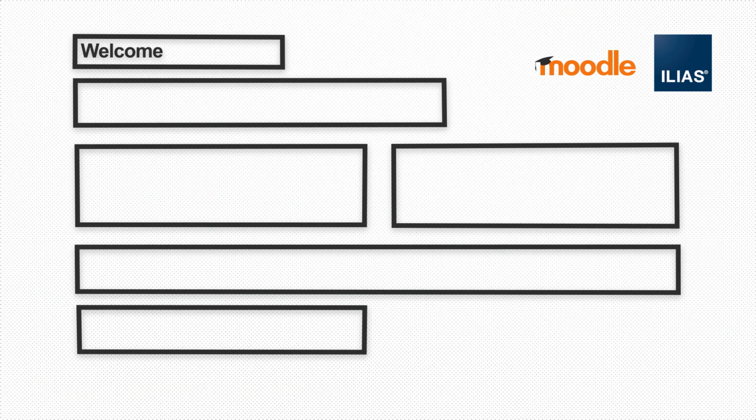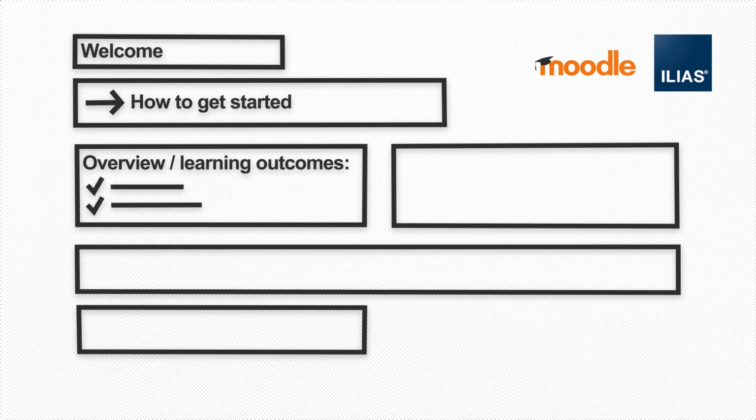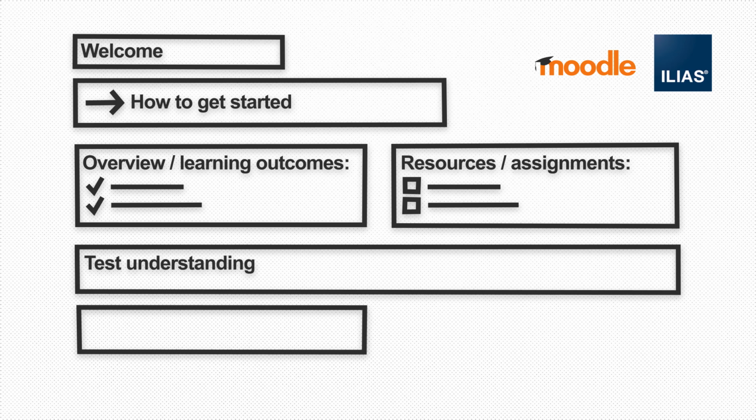Start with a clear entry point, welcome your students, and explain how to get started. Then, keep a steady rhythm. For example, each week or topic might begin with a short overview or learning outcomes. Continue with resources to explore, provide an opportunity to test understanding, and finish with a short task for review or reflection. This kind of consistency reduces confusion and allows students to focus on what really matters.